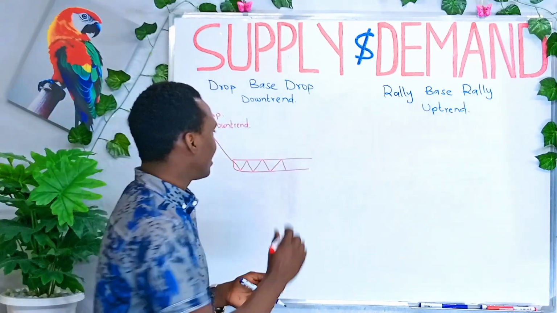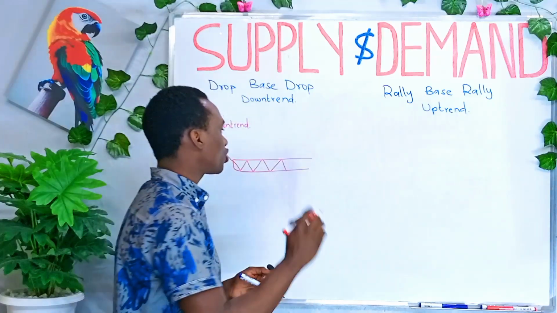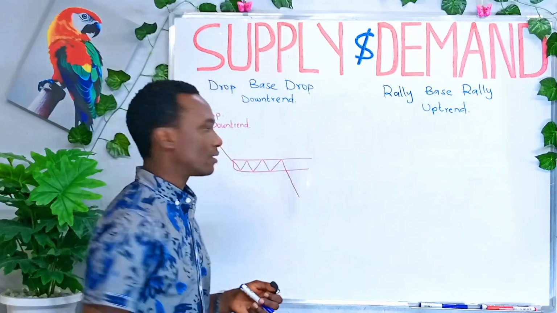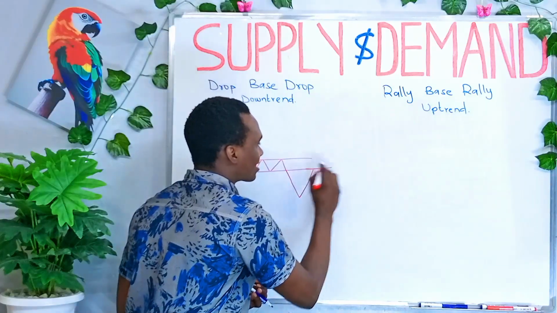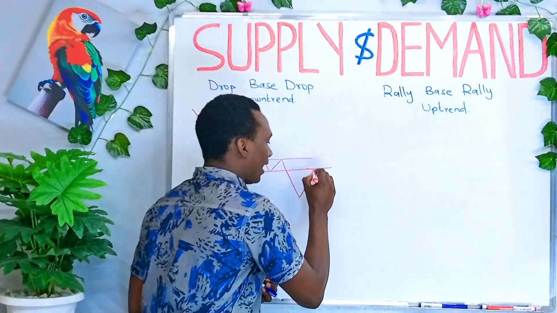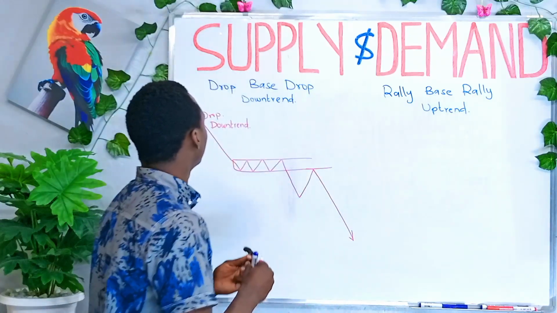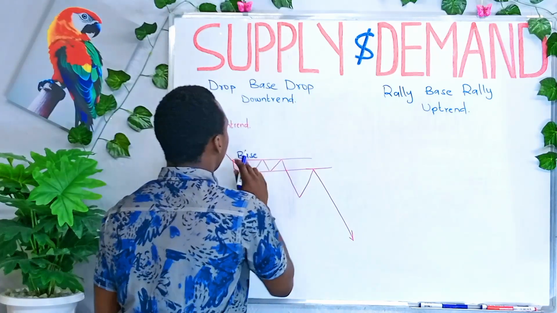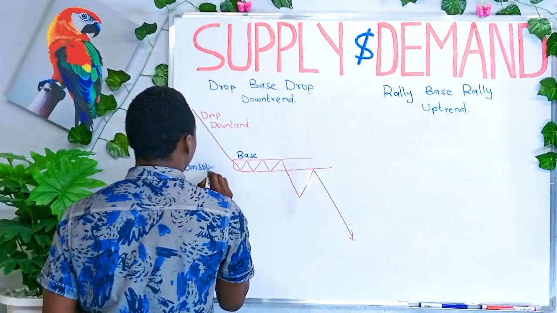But in this case, we expect the price to gain some good bearish momentum to break through that support, create this imbalance, come up and test what has now turned into a resistance, and drop. So in this scenario, this was a drop, this one now is a base. The base in this case is our consolidation.